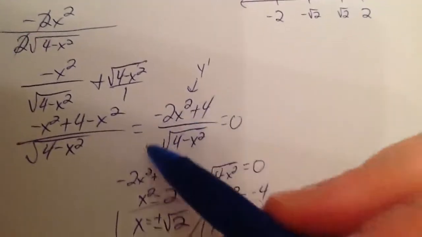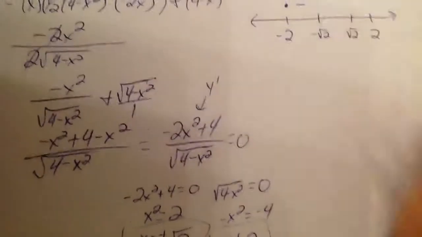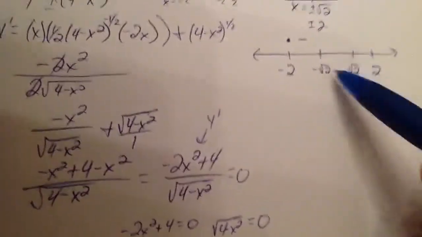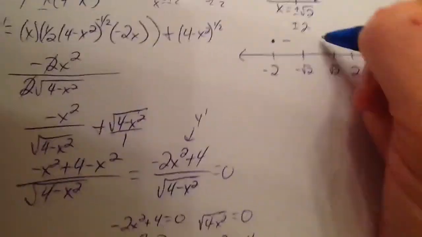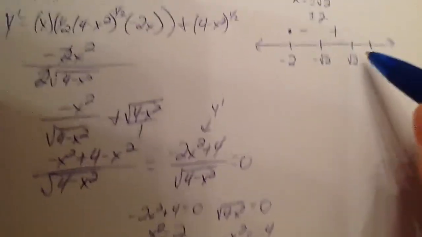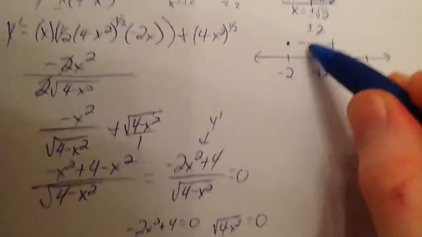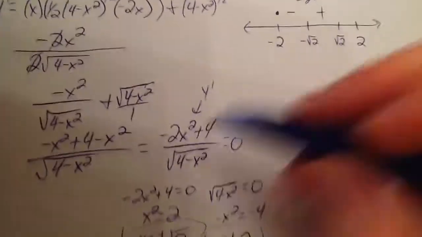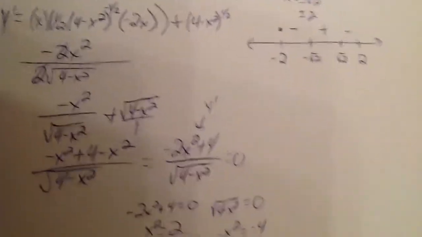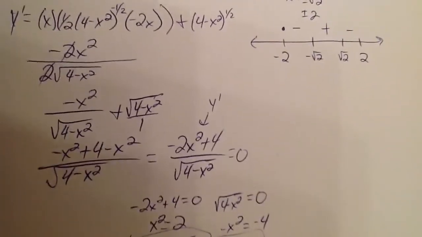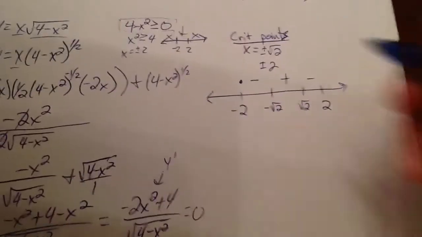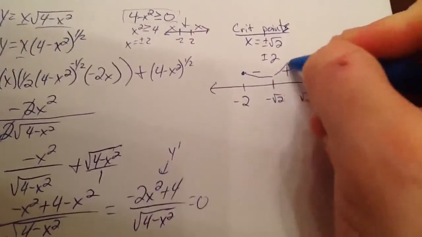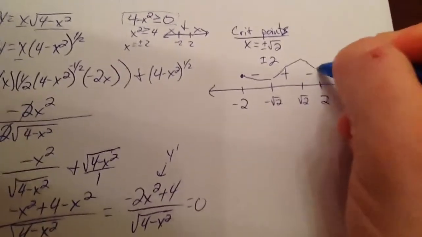I think it's going to be a little negative. Plug in 0, so it's -2 plus 4, that's going to be positive. And then plug in 1.9, that's going to be the same as -1.9, because I've squared everything, so negative and positive are the same. So there it is. Negative slope, positive slope, negative slope, and then an endpoint.